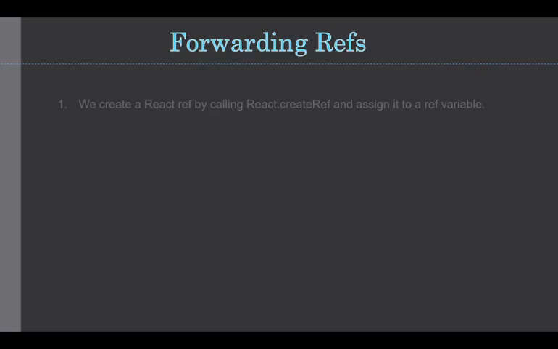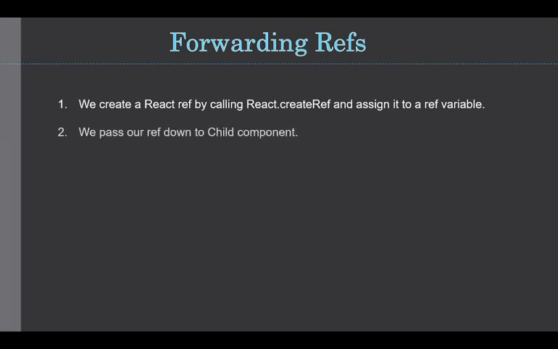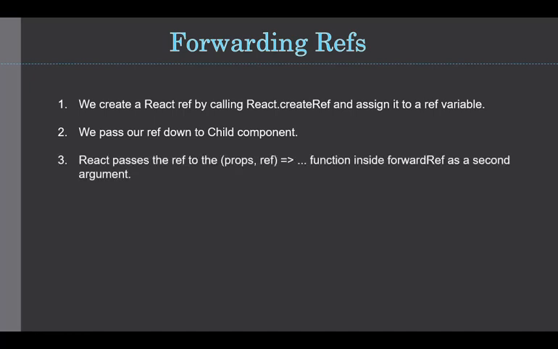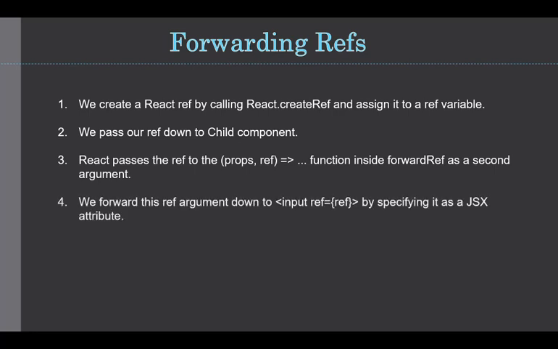Let's summarize what we have done so far. We have created a React ref by calling the React.createRef method and assigned it to a ref variable. We pass our ref down to the child component. React passes the ref to the arrow function inside the forwardRef as a second argument. We forward this ref argument down to the input field by specifying it as a JSX attribute. And when the ref is attached, ref.current will point to the input DOM node.